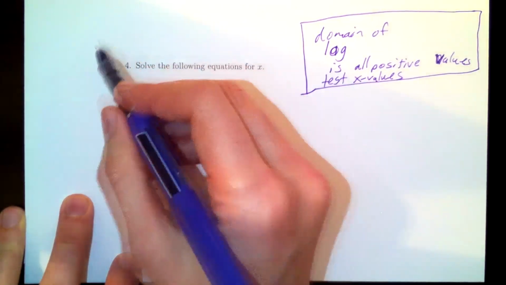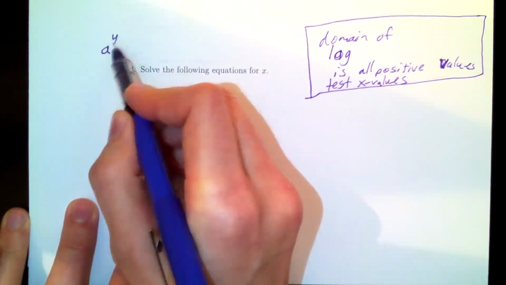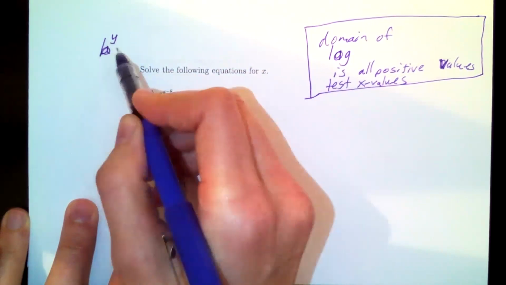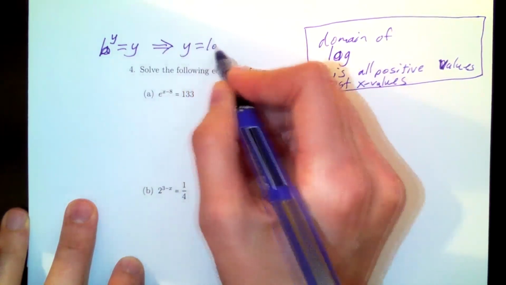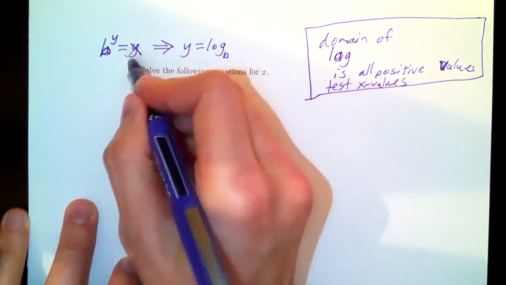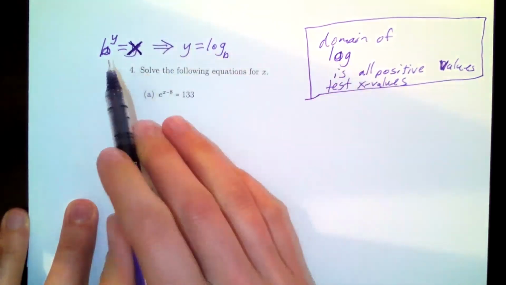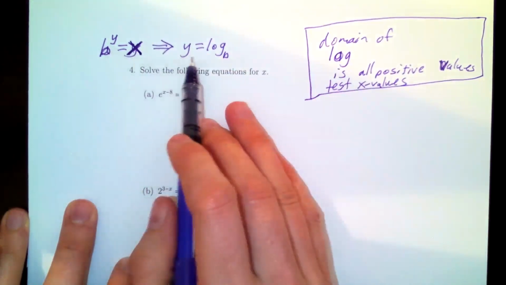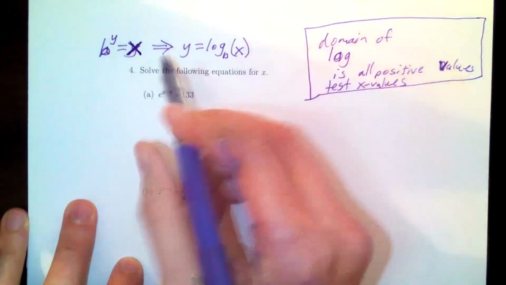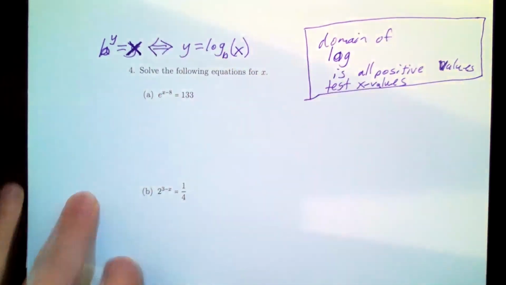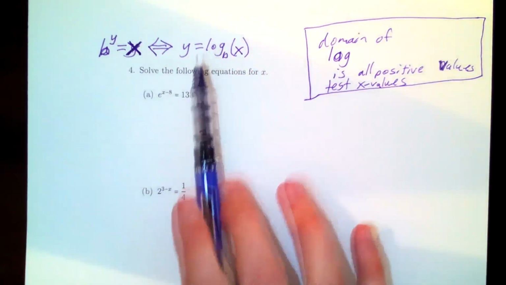And for this, we're actually going to use our handy conversion. Remember last time we practiced that b to the y equals x. If we have b to the y equals x, this translates into y equals log base b of x. And we had plenty of examples of translating from one type to the other. The reason why we practice that is because it'll come in handy now.